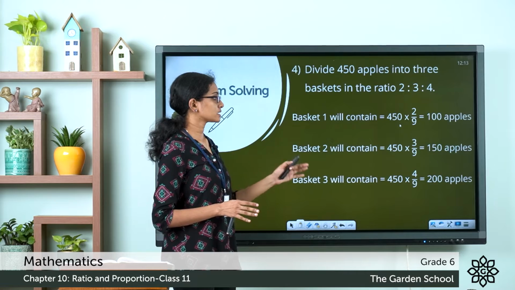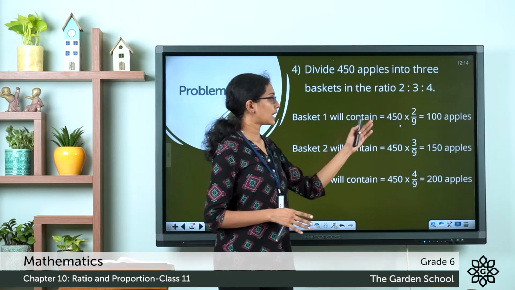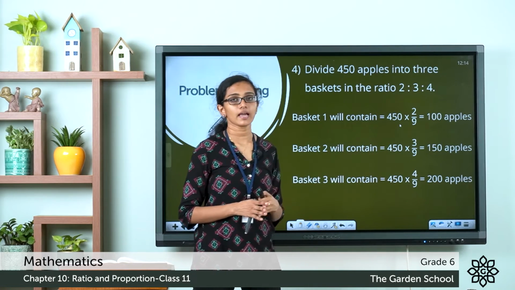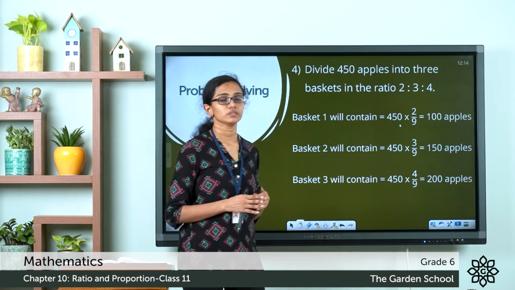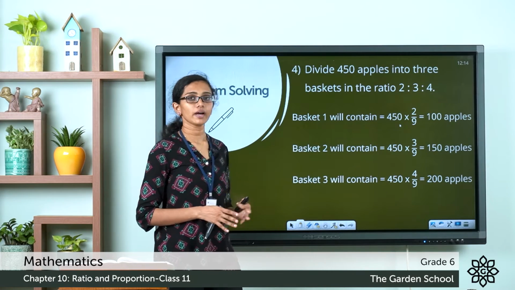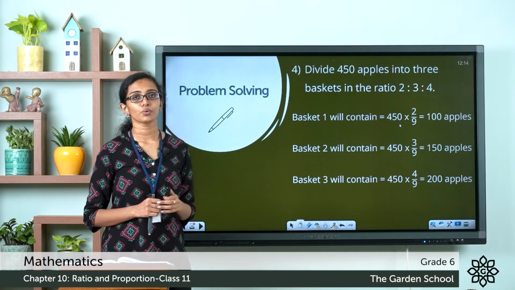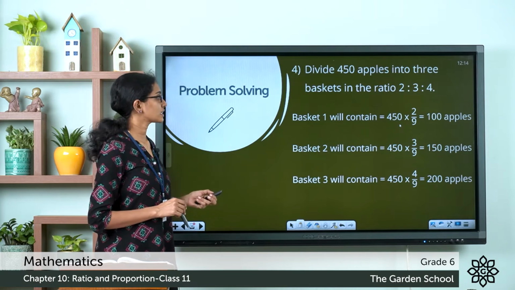So if we write that as steps, you will find out the first basket will contain 100 apples, the second basket will contain 150 apples and the third basket will contain 200 apples. So this is how we can divide 450 apples into 3 baskets in the ratio 2:3:4. Hope this is clear to you. Let's discuss the next question.